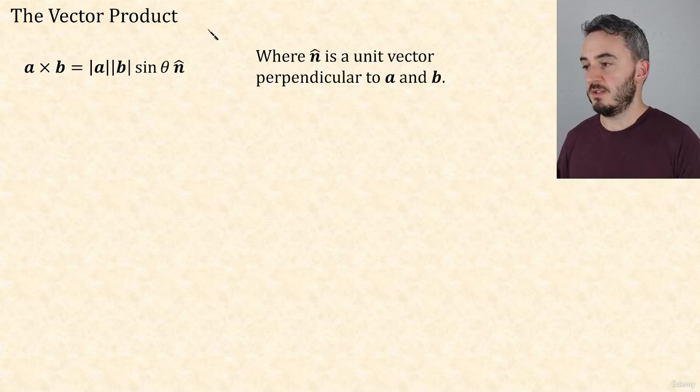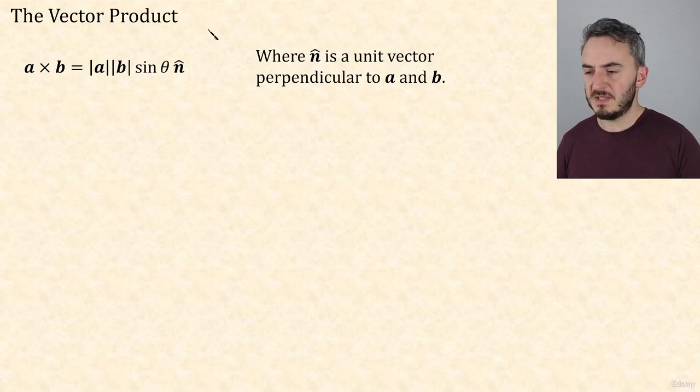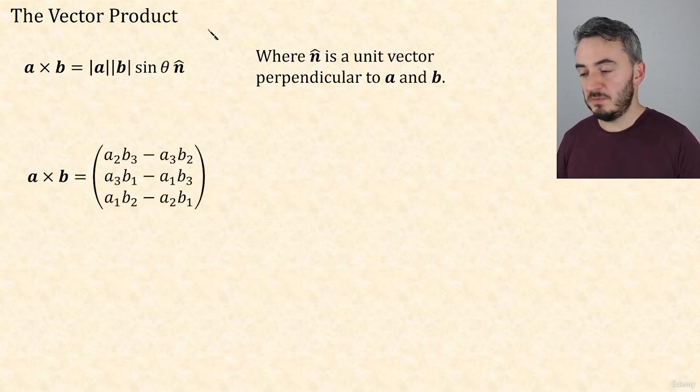Just like the dot product, the vector product has two forms. We need to know both, and I will make an optional video for you that shows why these two are the same, but a warning, it's algebraically quite intense. So the other form is this.